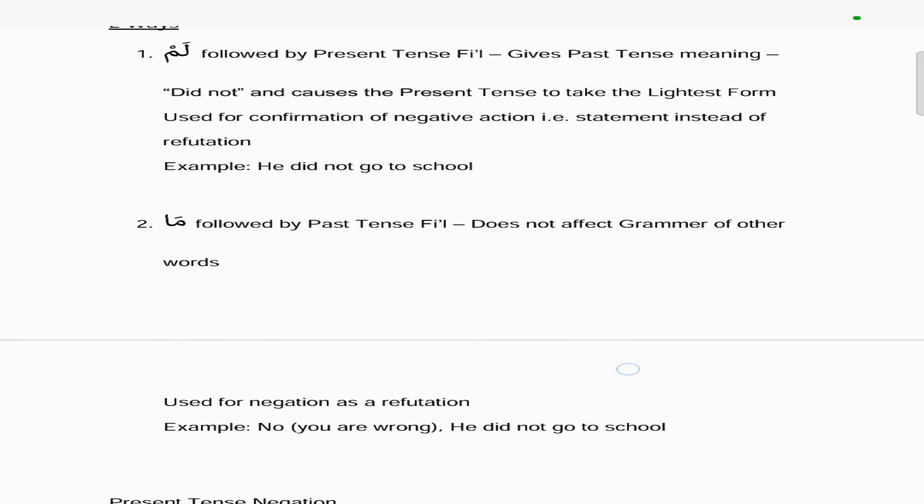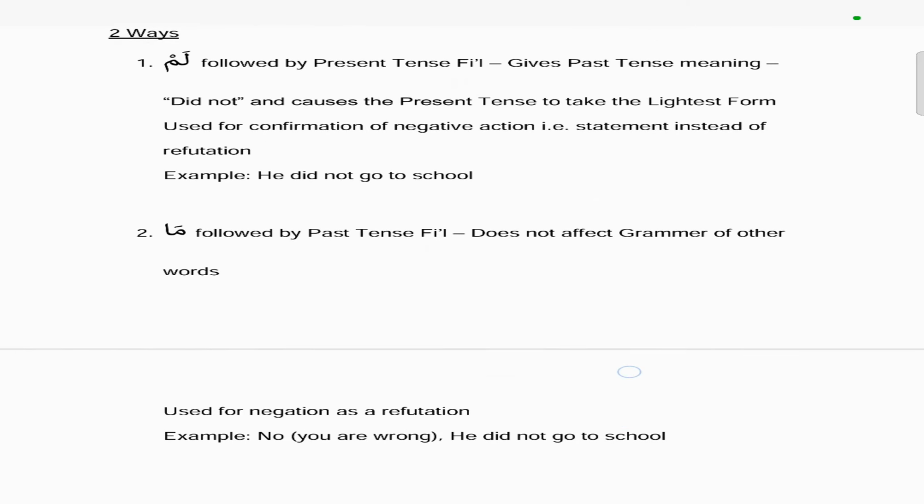The other way of past negation is using ma, followed by a past tense fi'l. It does not affect the grammar of other words, unlike lam. This is used for negation as a refutation. An example is saying, no, you are wrong, he did not go to school. It means you're refuting someone. So it's not just negation, but you're refuting them. So ma is used for that.